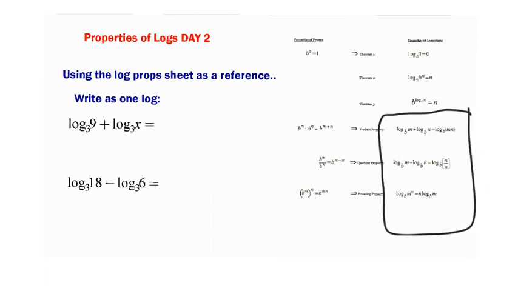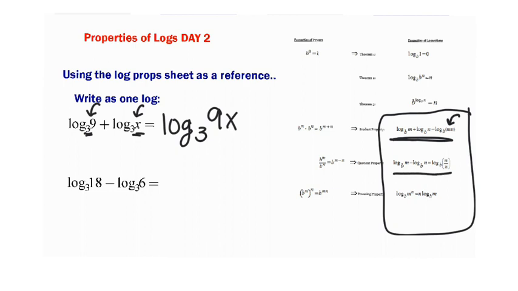So I'm going to use this over here. Oopsies, I need my pen. That says if I'm adding logs and they have the same base, I multiply the numbers together. So these have the same base. To write as one log, I'm going to use that base, and then I multiply these two together here. When it's subtract, I'm going to use this.